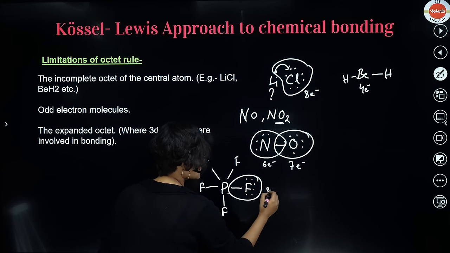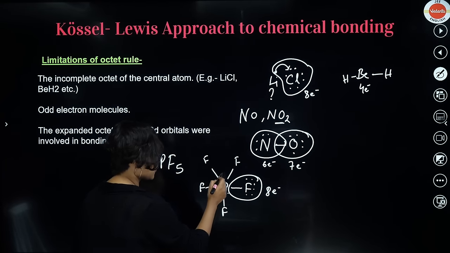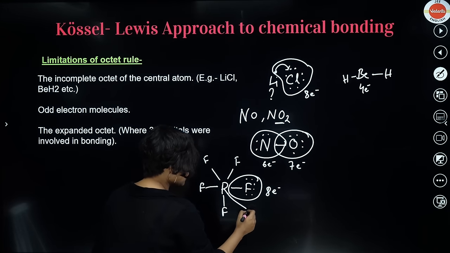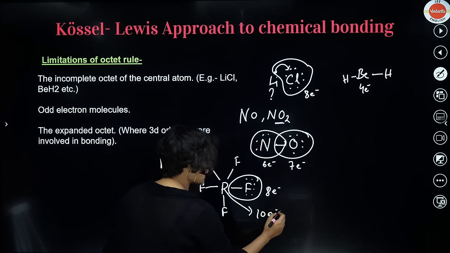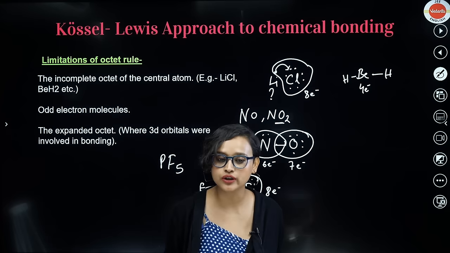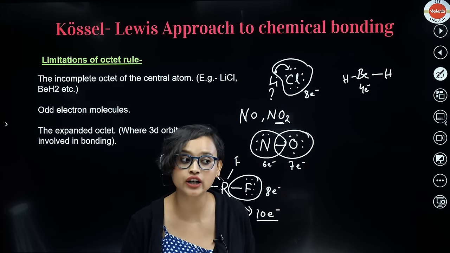Fluorine has its 8 electrons definitely, but look at P. 1, 2, 3, 4, 5, 6, 7, 8, 9, 10. 10 electrons. Phosphorus has 10 electrons. Expanded octet rule. You get my point? So these are the limitations of this octet rule.